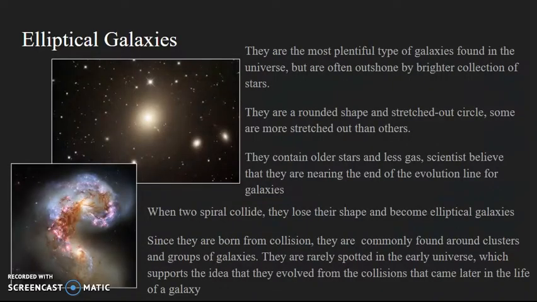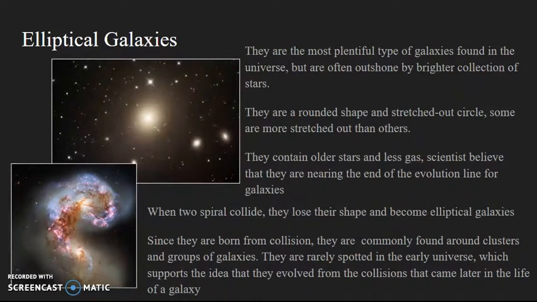Elliptical galaxies. They are the most plentiful type of galaxies found in the universe, but are often outshone by brighter collections of stars. They are a rounded shape and stretched out circle. Some are more stretched out than others. They contain older stars and less gas. Scientists believe that they are nearing the end of the evolution line for galaxies.